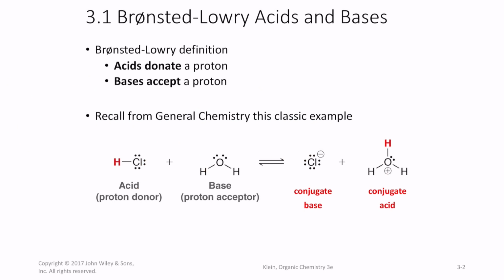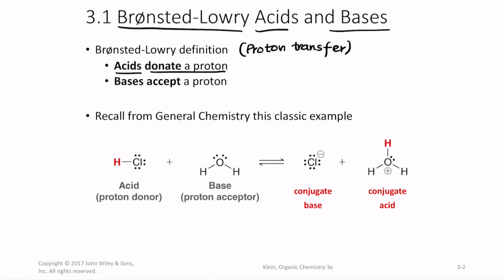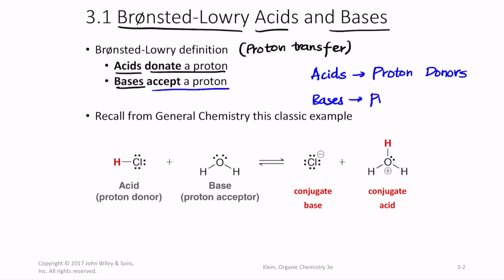Now let's talk about Bronsted-Lowry theory. The Bronsted-Lowry theory of acids and bases basically says it's a process of proton transfer. The entire process relies on proton transfer. Acids are materials that donate the proton and bases are the ones that accept the proton. So acids are proton donors and bases are proton acceptors.